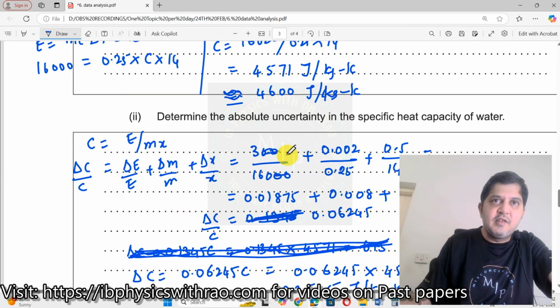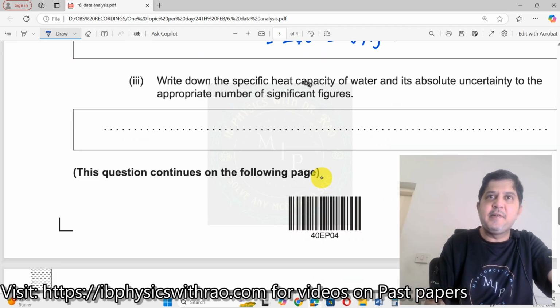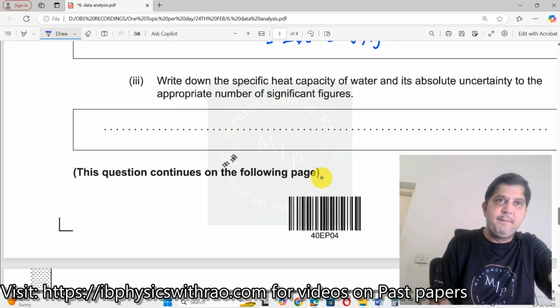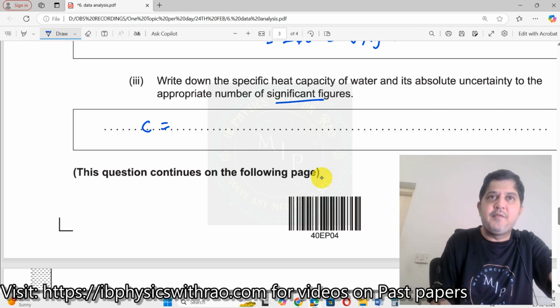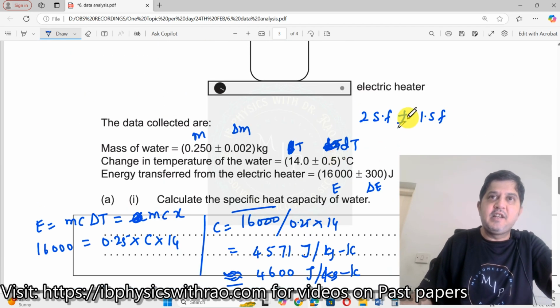Next, let us see. Determine the absolute and specific heat capacity of water. We have got this. Write down the specific heat capacity of water and its absolute uncertainty to the appropriate number of significant figures. Therefore I need to get the value of C. As I said already, it should have two significant figures, and the uncertainty should be one significant figure.